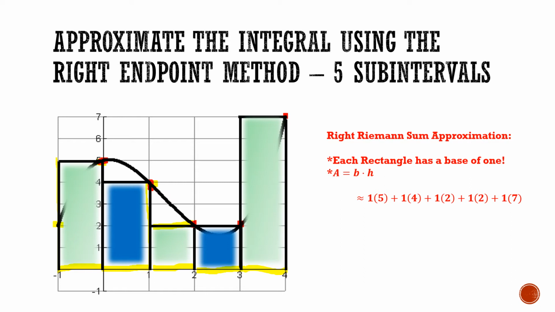The next blue one is going to be 1 times 2 again. It's the same exact one as the previous. And then the last one is going to be 1 times 7 because it goes all the way up to 7. Now, I could write it out like that, 1 times 5, 1 times 4, and so on. Or I could just say 1 times all of the heights since all of the bases were the same. So I say 1 times (5 plus 4 plus 2 plus 2 plus 7). Then I add all that up, and I get that my area is approximately 20 units. Now, looking at this graph, it appears that a lot of my pieces or big chunks of my graph is over the curve. So looking at this, it appears to be an over approximation.